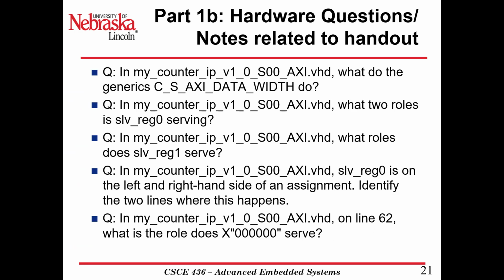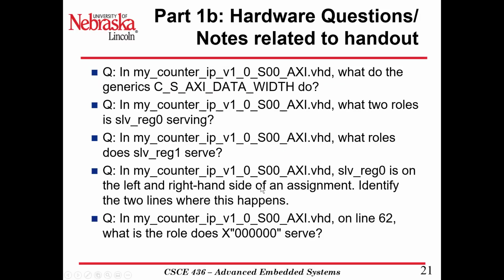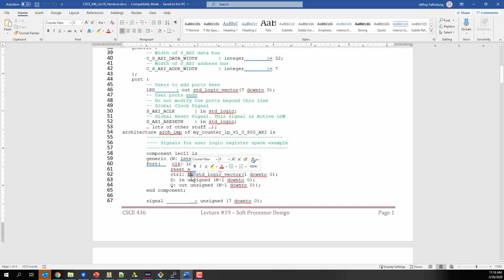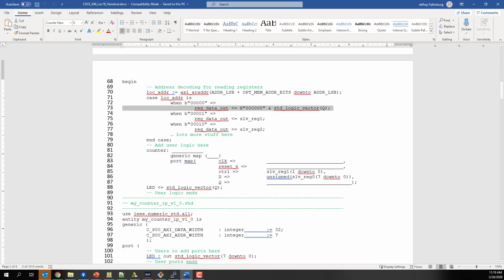On line 62 of our handout, that should actually be on line 73. What are the 6 zeros served in the front on the handout? Basically, it's setting the upper bits to 0. So we have 31 down to 8, which is 24 bits. 24 bits is 6 nibbles, or hex digits, setting them to 0.